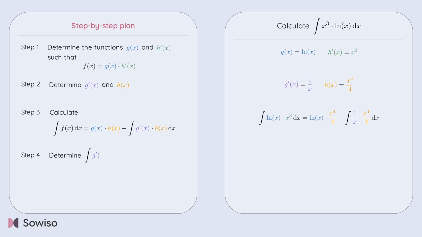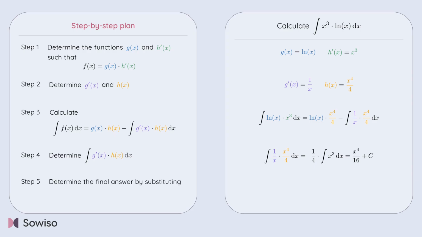Step 4. Determine the integral of g prime of x times h of x. This is given by the integral of 1 over x times x to the fourth over 4. Simplifying gives 1 over 4 times the integral of x cubed, which equals x to the fourth over 16, plus the constant of integration, c.